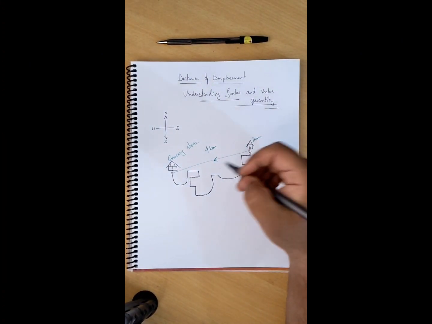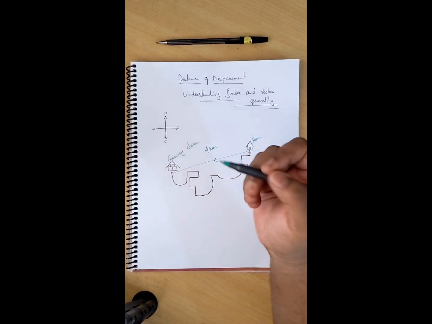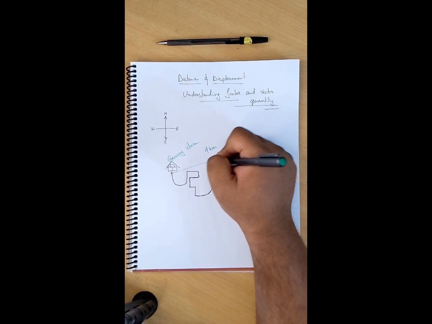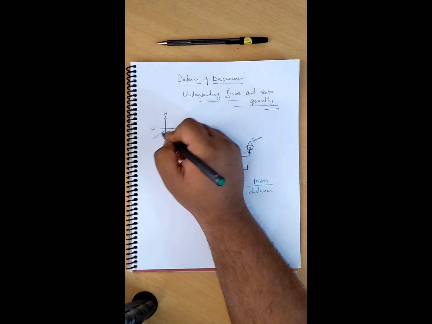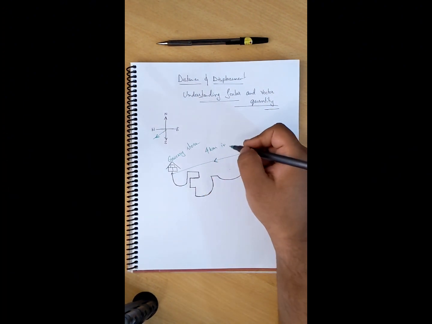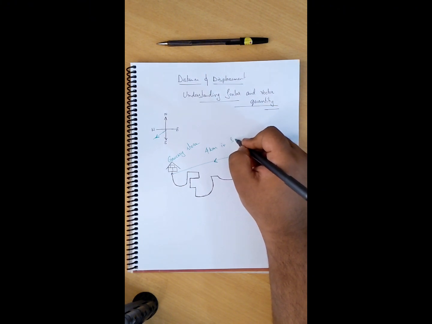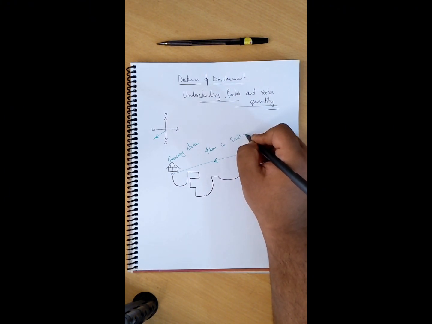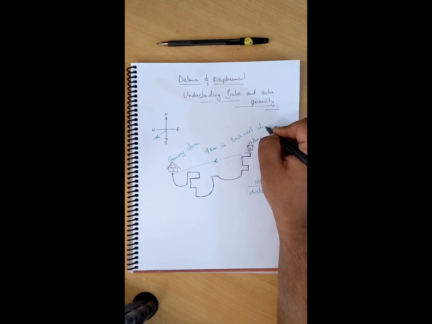Now we are not done yet. We need a direction. So let's look at the compass to find out the direction. The direction is something like this. So we can say 4 kilometers in the southwest direction.